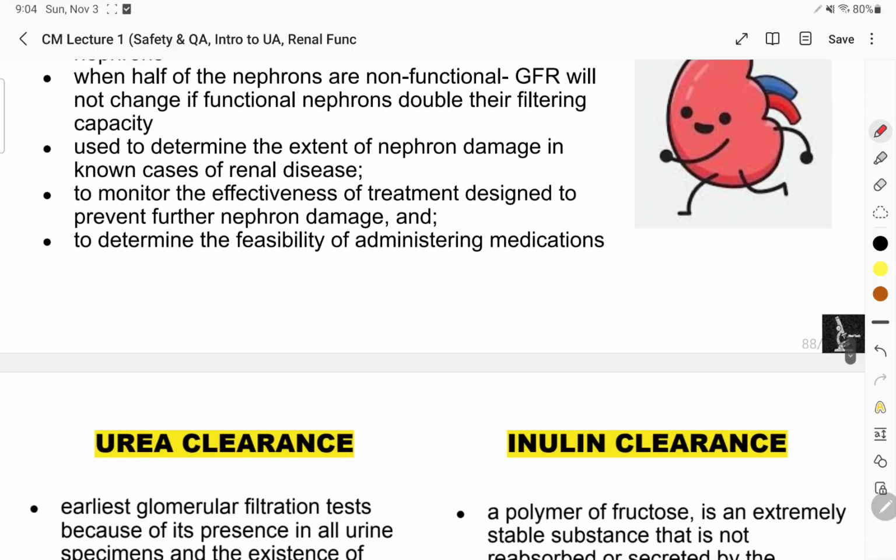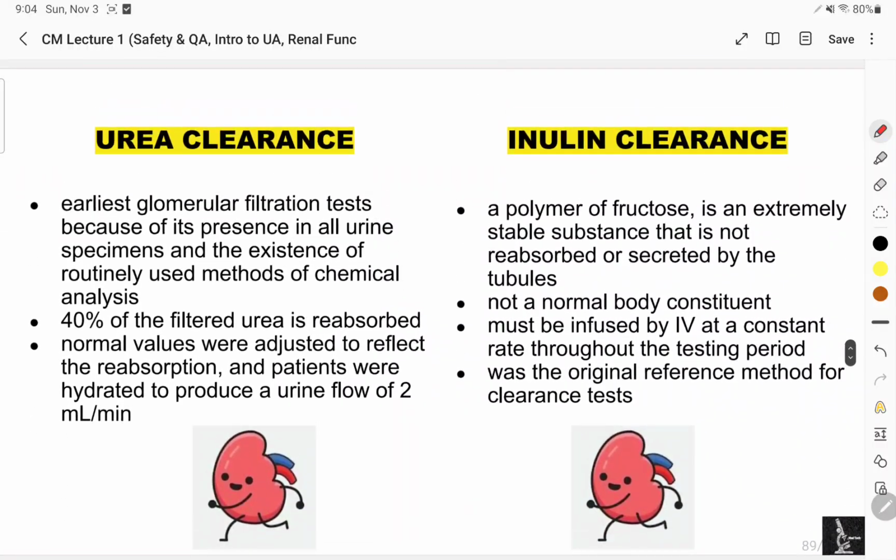As I mentioned earlier, urea clearance is no longer used now, although it is the earliest glomerular filtration test. It is found in urine, so it is easy to obtain, and the method to measure urea is also easy. But it is no longer used because 40% of the filtered urea is reabsorbed back into the body, so only 60% is in the urine. So you cannot accurately measure the total amount of urea that was filtered, because it is reabsorbed.